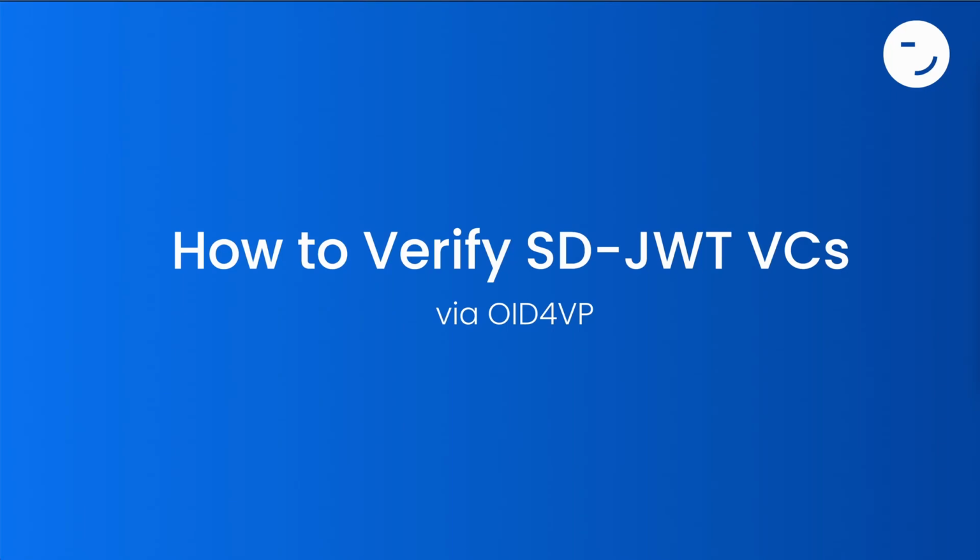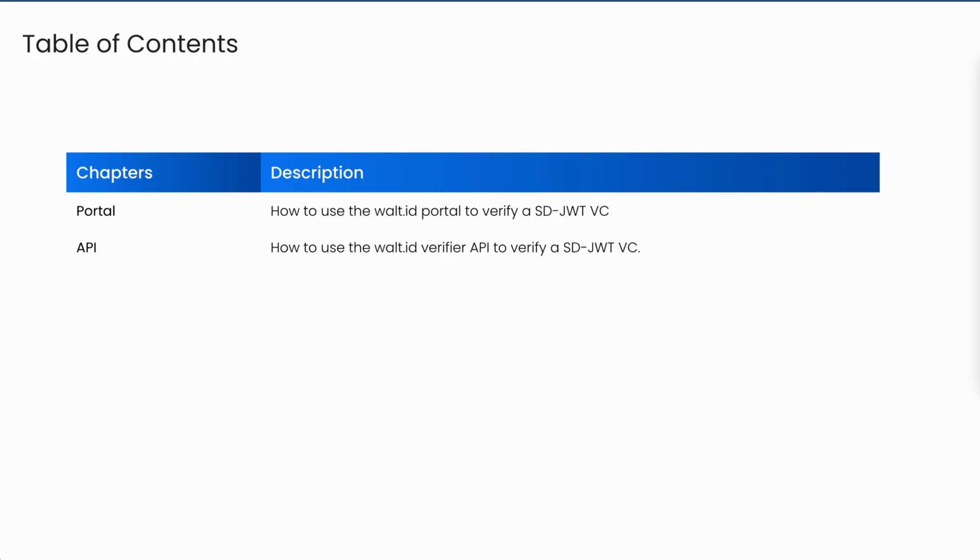In this video, we will take a look at how we can verify SD-JWT VC credentials based on the IETF standard via OID4VP using the walt.id community stack Verify API as well as the walt.id portal. First, we will take a look at the walt.id portal, which is a UI you can use to verify SD-JWT VC credentials easily. Later, we will take a look at the API, which is working behind the scenes of the portal, to see how we can configure different types of verification requests to verify SD-JWT VCs.